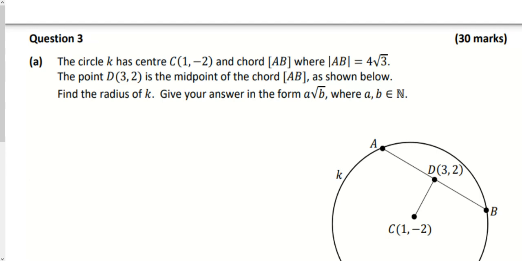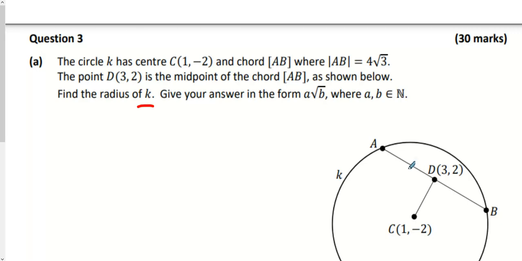The circle K has a center of (1, -2) and a chord AB where AB is 4 root 3. The point D (3, 2) is the midpoint of the chord AB, as shown below. Find the radius of K, find the radius of the circle.